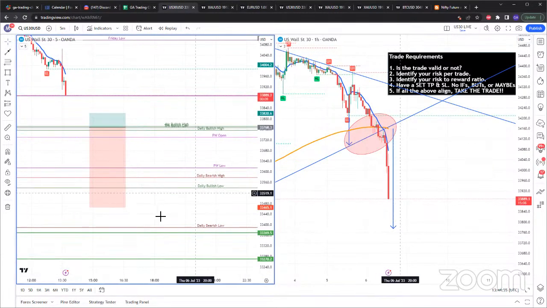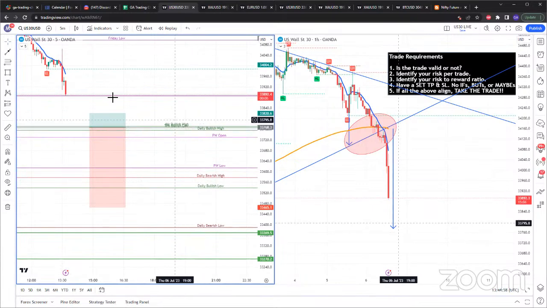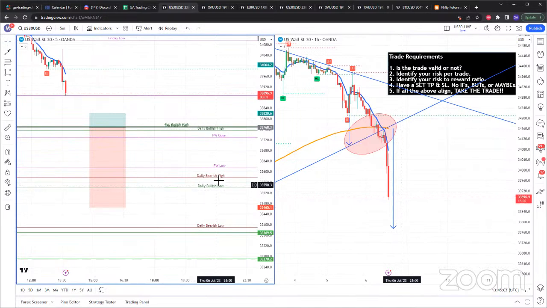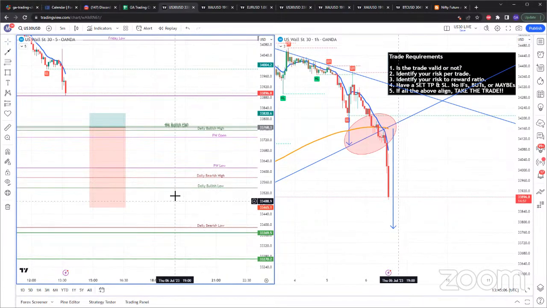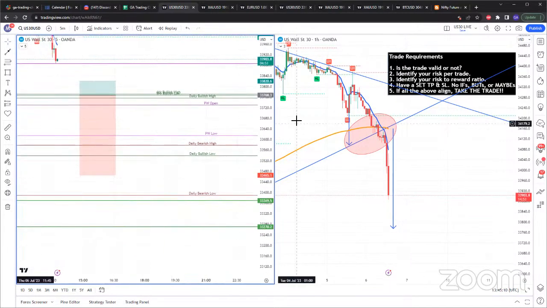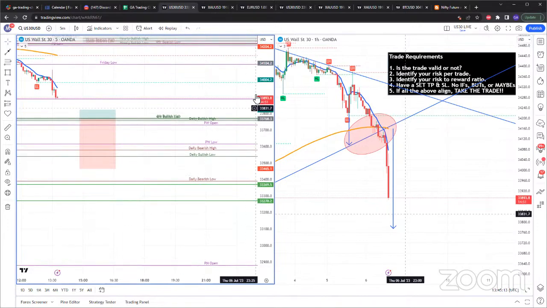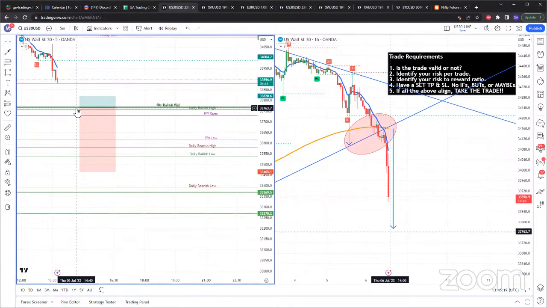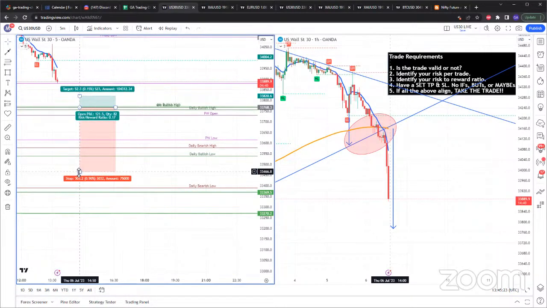If you're taking a buy for US 30 here, you would want your stop loss to be somewhere below this daily bearish high and also below this daily bullish low, because if US 30 breaks this daily bullish low, then we are likely to come to the daily bearish low, and then price is going to keep sinking and sinking. Now, how many pips is that? We have 33,763 to 33,456. That is a 300 pip move.